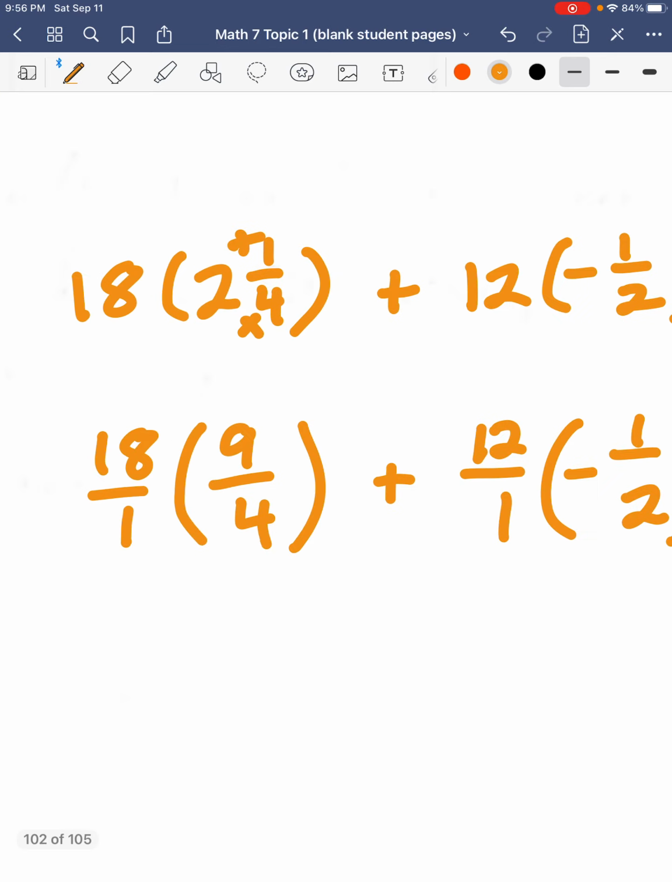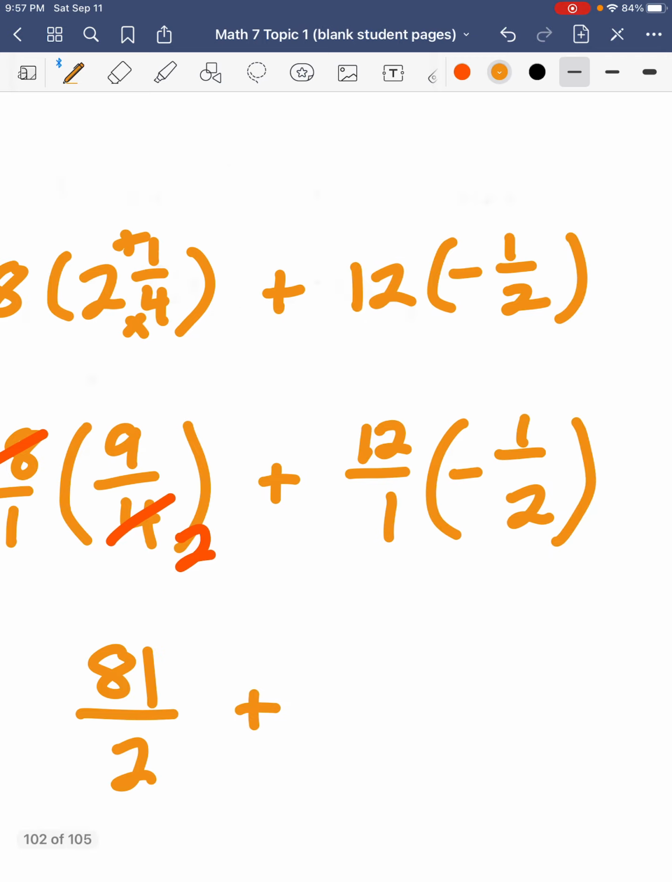Okay, now when I look to see if anything reduces on the left-hand side, 18 and 4, I can reduce. I can make those 2's. So 2 goes into 4 2 times. 2 goes into 18 9 times. So now that I've reduced that, I can multiply. We've got 9 times 9, that's 81. And then 1 times 2 is 2. So I have 81 over 2. Now let's move on to the right-hand side of the plus sign.